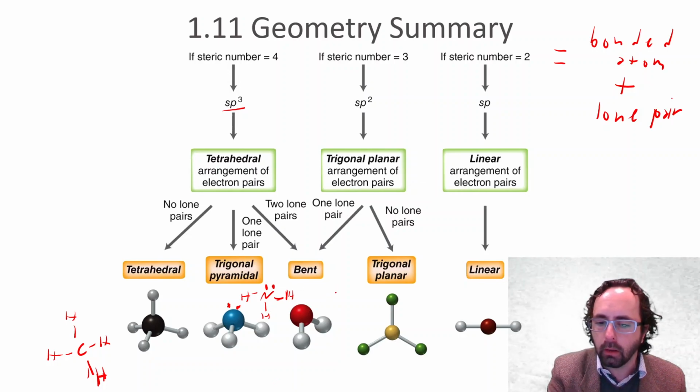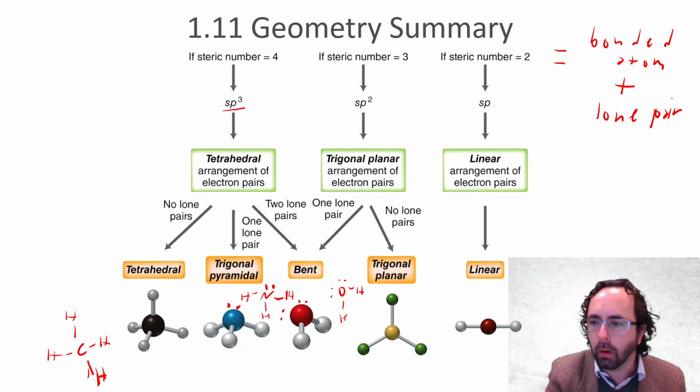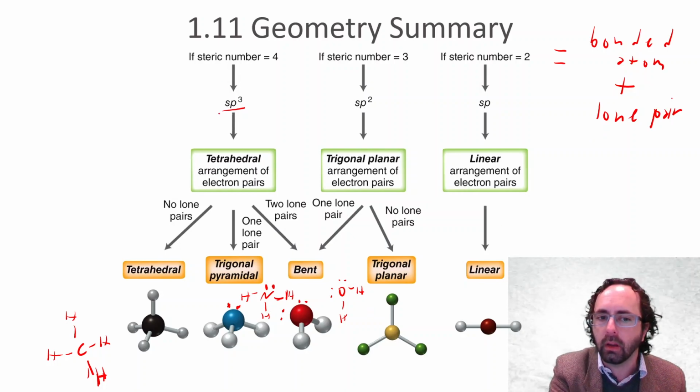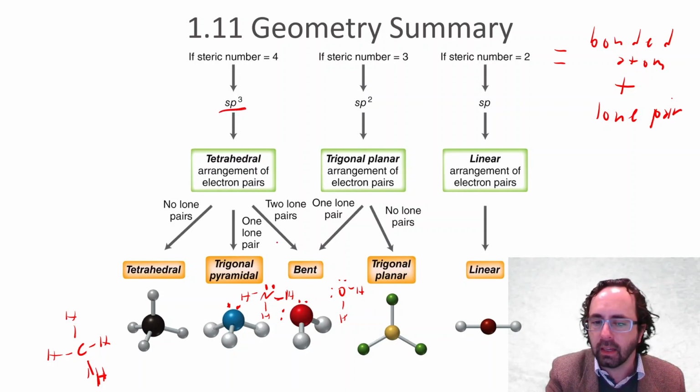Here, this one's water. So this water has oxygen in the middle with 2 lone pairs, like here and here, and it has 2 bonds. So bonded atoms are 2, lone pairs are 2, so it has a steric number of 4. It's sp3 hybridized. And because 2 of those steric numbers are lone pairs, it is bent.